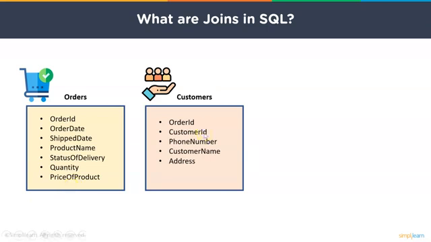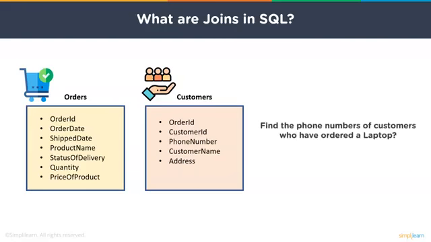Similarly, we have another table called customers, and this customers table has information about the order ID, which is the foreign key here. Then we have the customer ID, which is the primary key for this table. We also have the phone number, customer name and address of the customers.